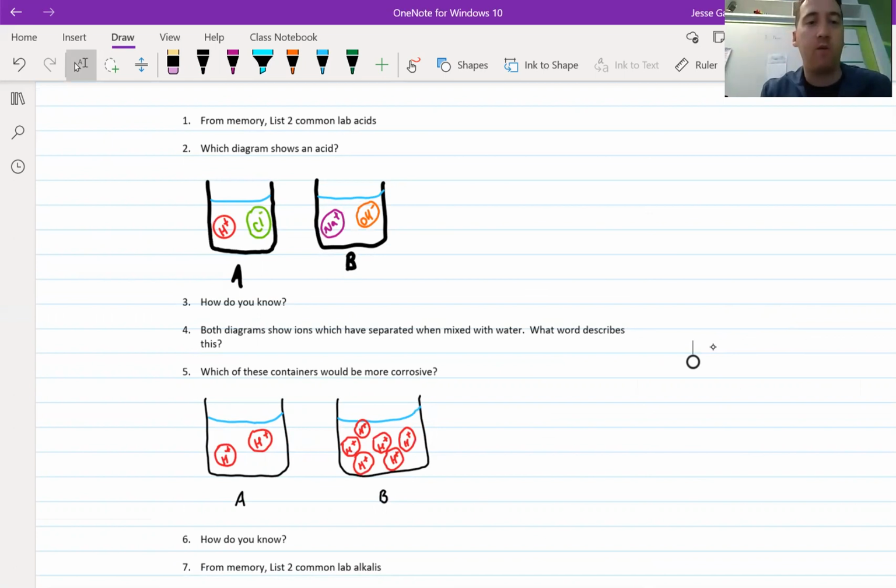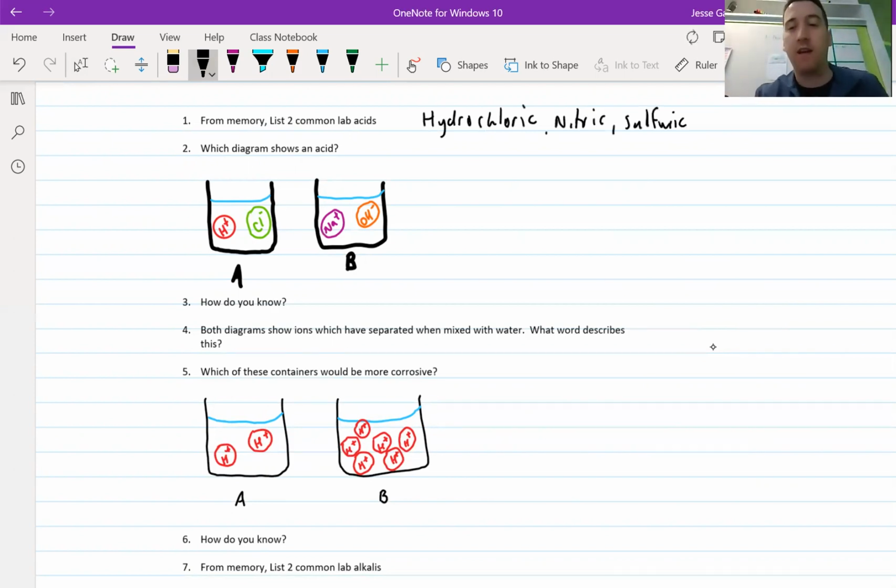What have we done here? From memory, list 2 common lab acids. So you could have had hydrochloric, you could have had nitric, you could have had sulfuric. So well done if you got any 2 of those. From memory, again, ideally. This is why I don't ask you to write stuff down and then copy it. You don't learn anything by doing that. We learn it by seeing if we can retrieve it properly.